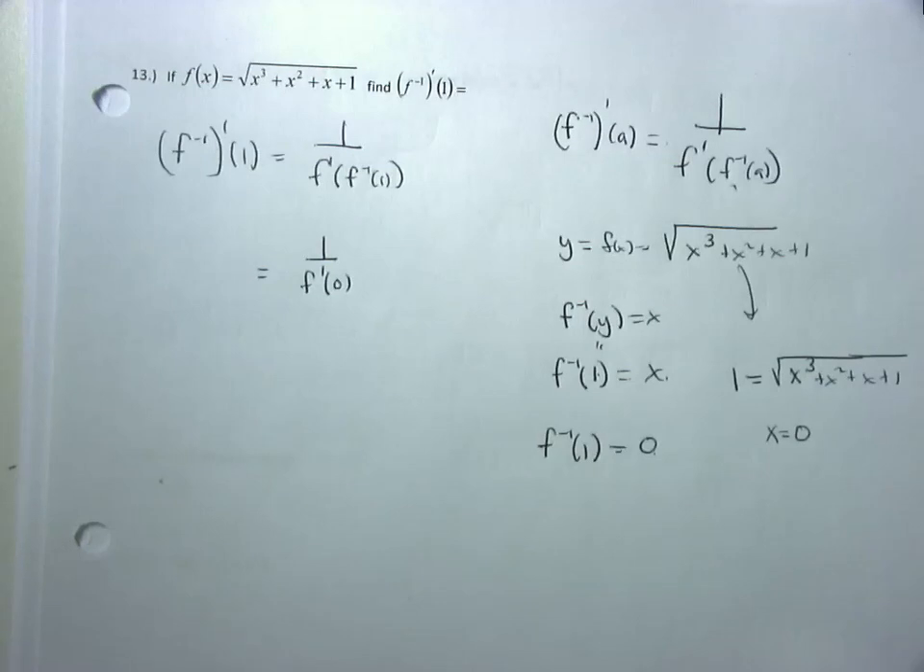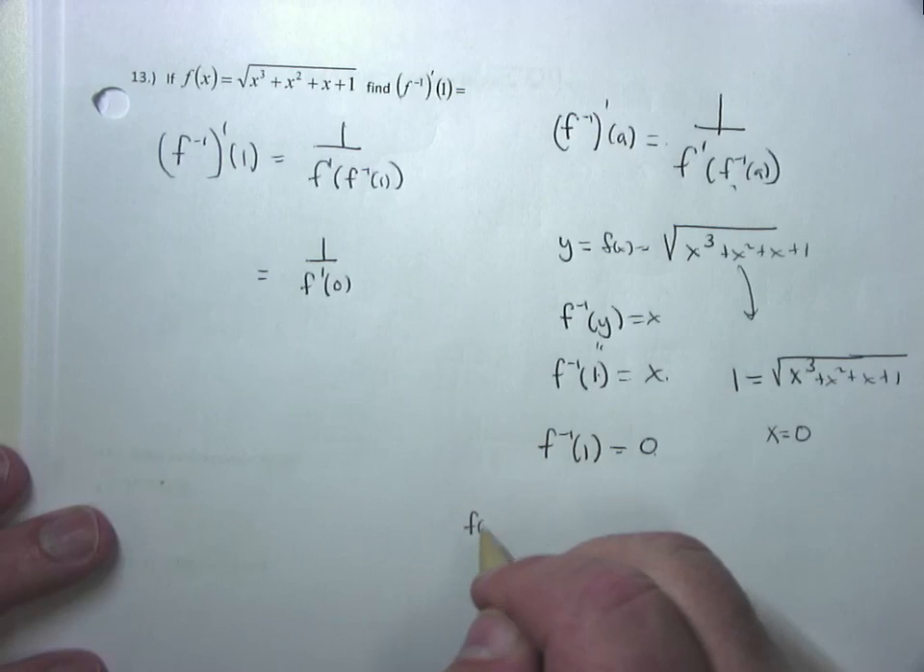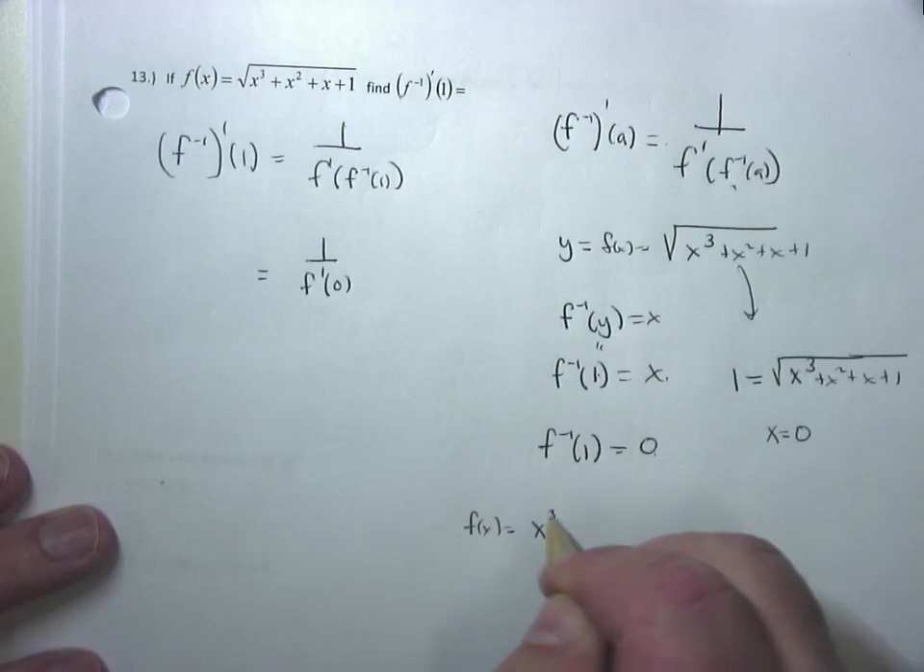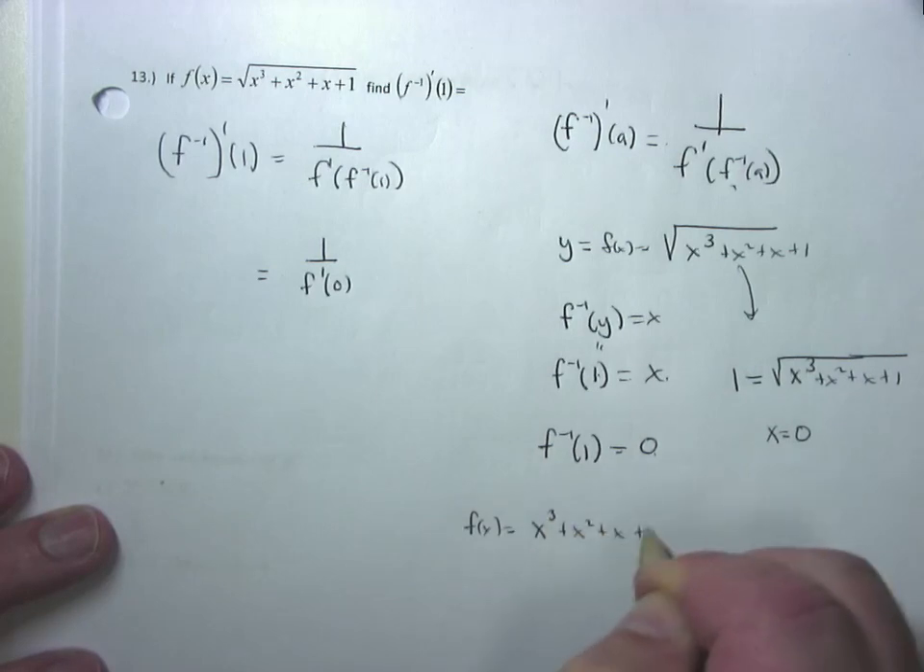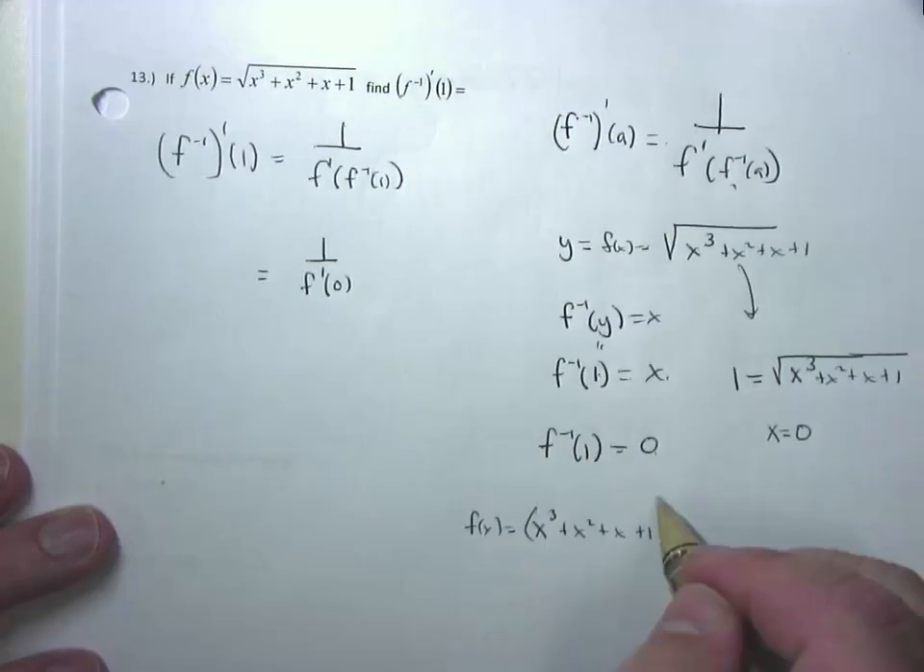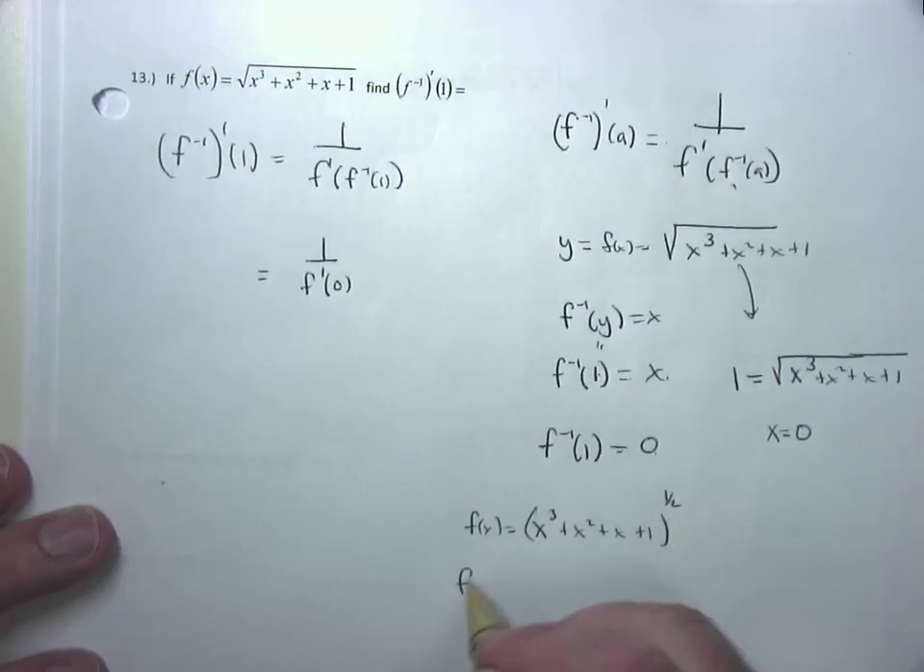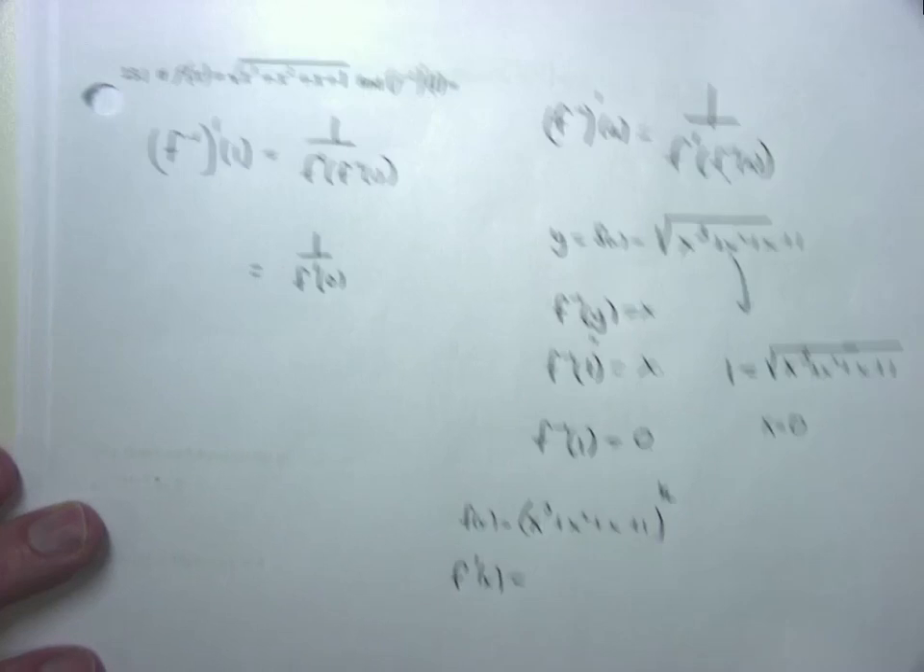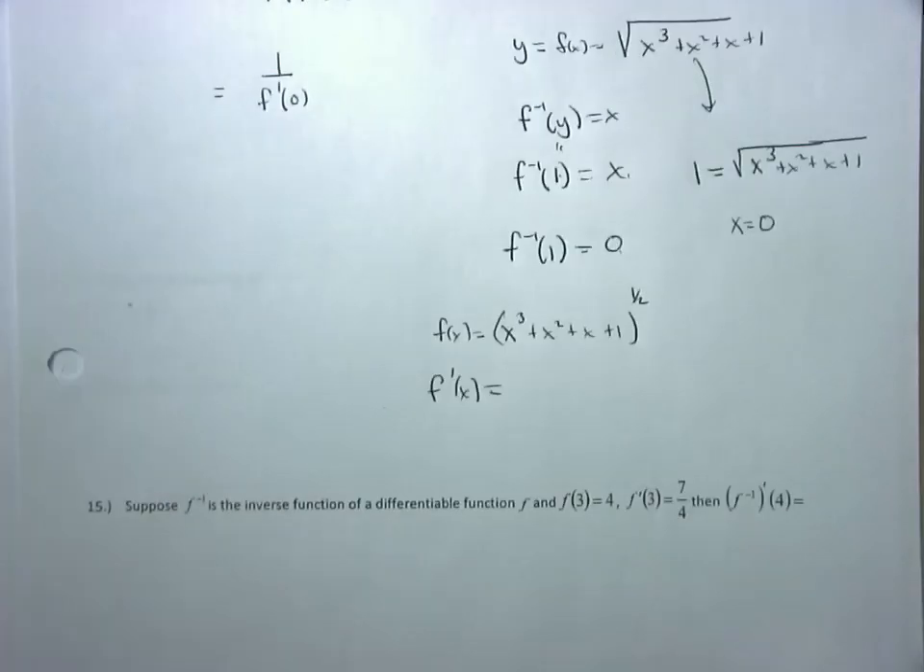So now all I got to do is find f prime of 0. Well, f of x was equal to x cubed plus x squared plus x plus 1, square root, but I don't do square roots. That's a half power. So what's the derivative of this guy? Well, what rule would I use? Chain rule. Derivative the outside, inside stays the same, times derivative the inside.